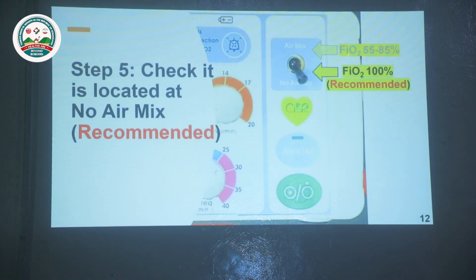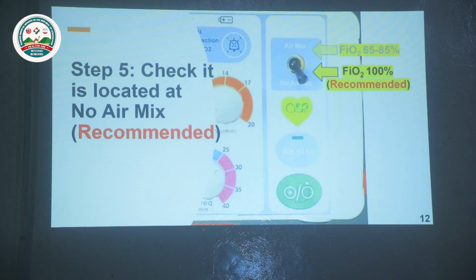And step five is to check this one. This one has two selections. The first one is air mix. The other one is no air mix. No air mix means that all of the gas is derived from the oxygen cylinder, so this is a pure oxygen level, delivering FiO2 around 100%. And air mix means that if you turn to this position, FiO2 can be diluted by air. After dilution, from the manufacturer's manual, FiO2 should decrease to 55 to 85%.